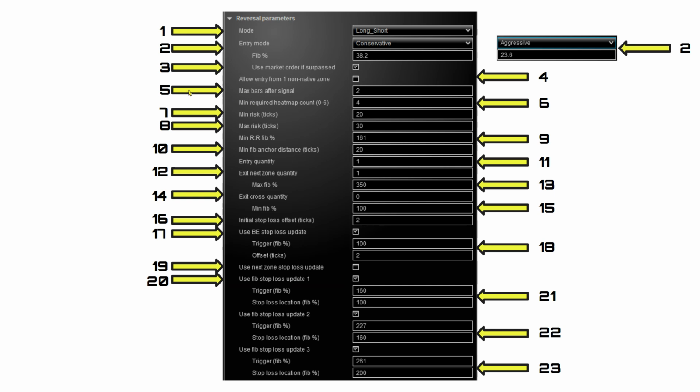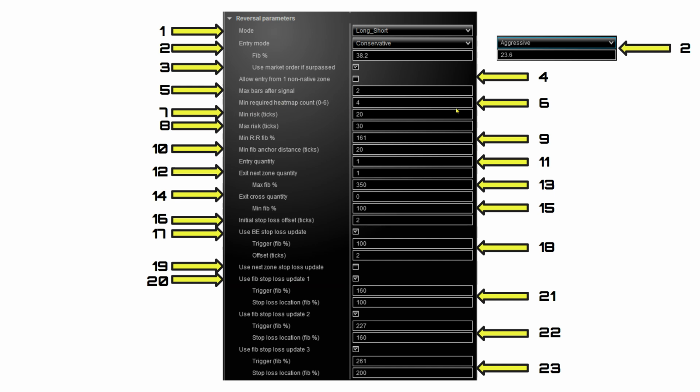So this one's very important. Number 5 here, max bars after signal, 2. So what we're looking for is to hit a resistance, for example, come back down, and within 2 bars, take us into the trade. If not, it will cancel. Again, you can change that when you're optimizing.